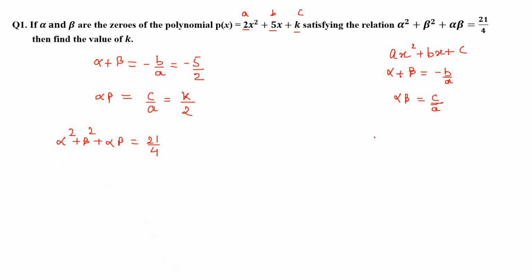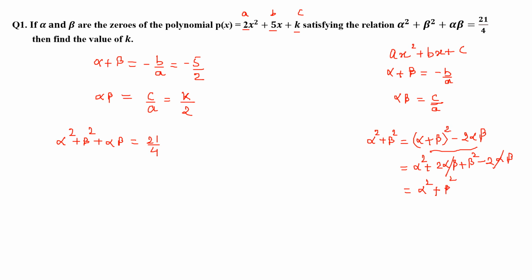Alpha square plus beta square, I can write it as alpha plus beta whole square minus 2 alpha beta. We can check this value is same as alpha square plus beta square, because if you use the identity here, alpha plus beta whole square will be alpha square plus 2 alpha beta plus beta square, minus 2 alpha beta, and plus 2 alpha beta and minus 2 alpha beta will get cancelled and you are left with only alpha square plus beta square, right?